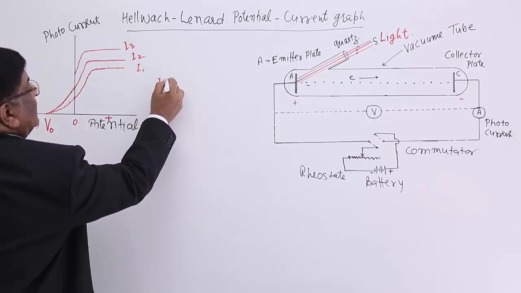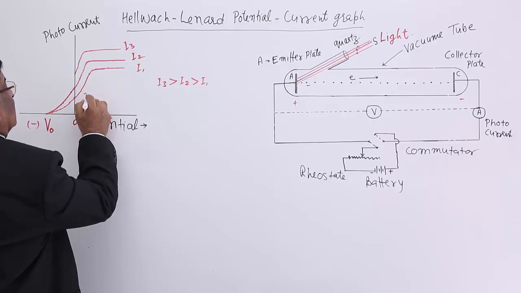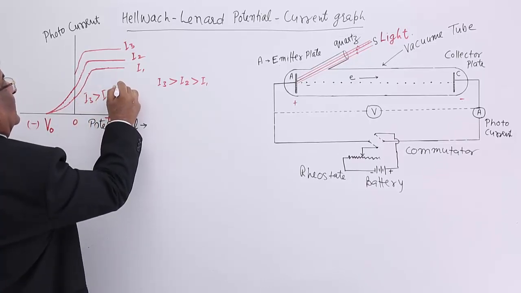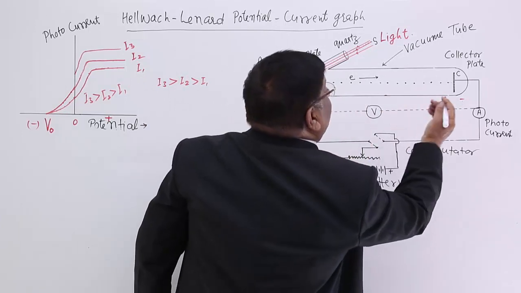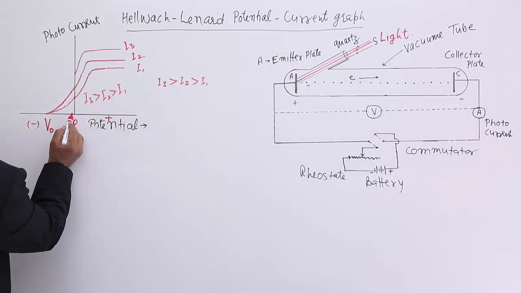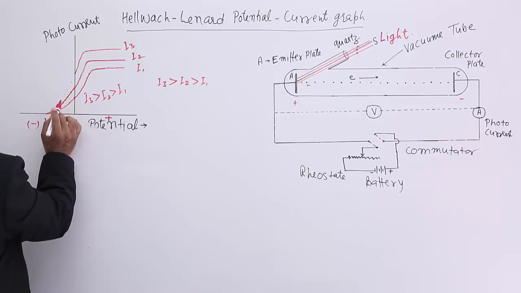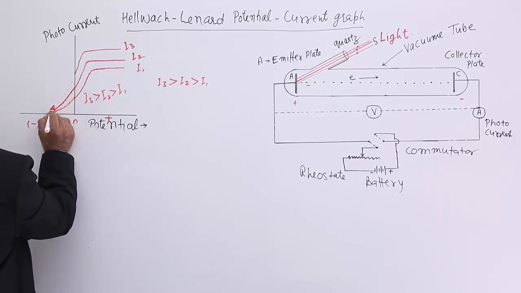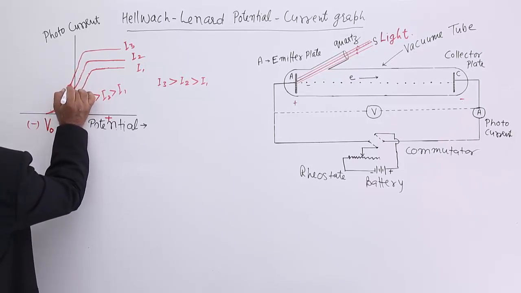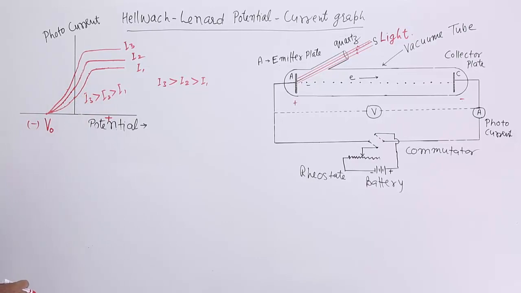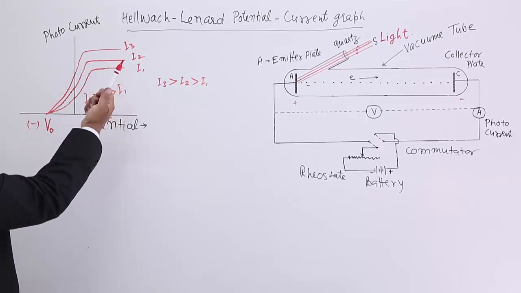So intensity 3 is more than intensity 2, is more than intensity 1. I will write it here. Now, we make it minus and plus so that we can decrease the current and we experiment. Decrease the potential, current decreases, and this current decrease becomes zero. And we get the graph. That graph is also like this. So this is the graph for 500 watt, 200 watt, 100 watt.